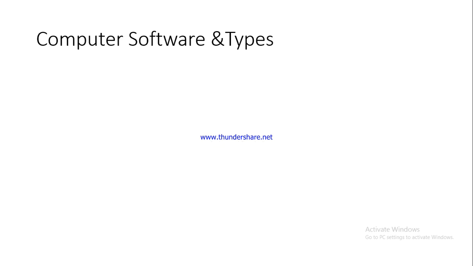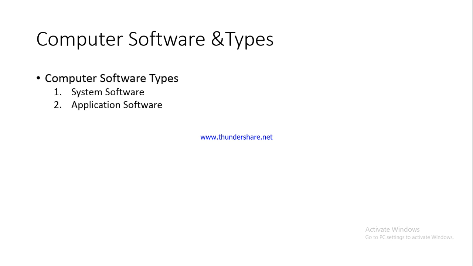Hello and welcome friends. In the last session that we had, we talked about the hardware and the communication devices. Let us now talk a little bit about the softwares and different types of softwares that we have. Basically, computer software is of two types: system software and application software, right? And now let us have a look at the difference between the two.